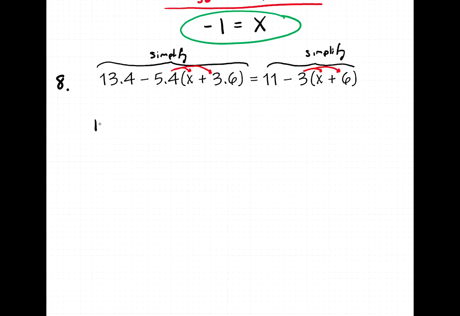All right, so we've got 13.4 minus, now we have a minus 5.4 or a negative 5.4 times x, so that's minus 5.4x. And then we have a minus 5.4 times a positive 3.6. So that's going to be a negative number. A negative times a positive is a negative. And if you plug that into a calculator, you will have a minus 19.44.